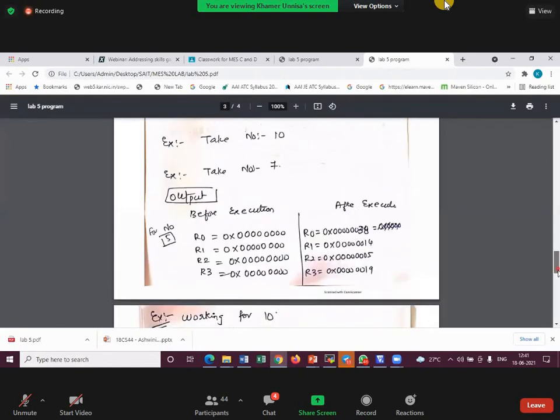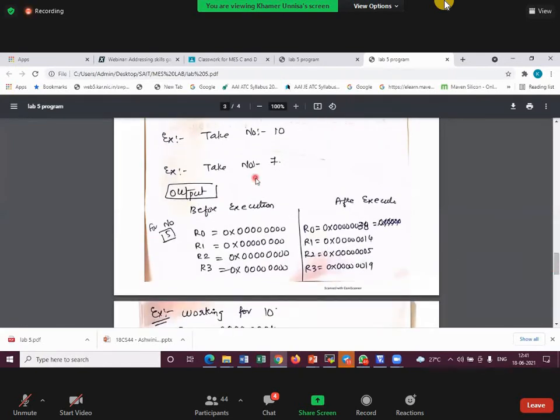Take this number 10. You should perform it for 7, guys. I want to see 3 observations in your observation book. One, you take 4, your choice of numbers, but make sure this 10 and 7 should be there in your observation book. Either you take 5, 3, 2, etc., but 10 and 7 should be there in your observation book.